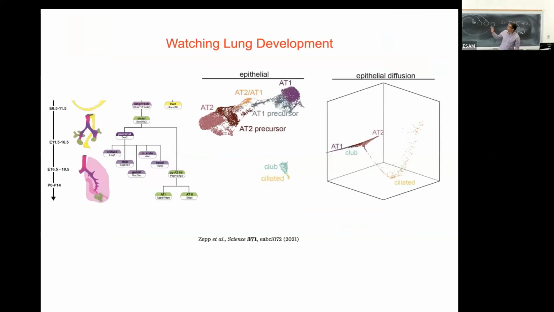The kind of fun thing that I like is that this is from the lung atlas, and they basically watched lung development. They sequenced these lung samples at different time points, from embryonic day 12 to 14 days post-birth.